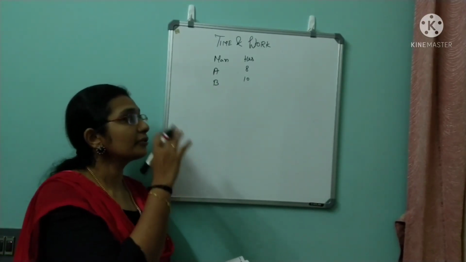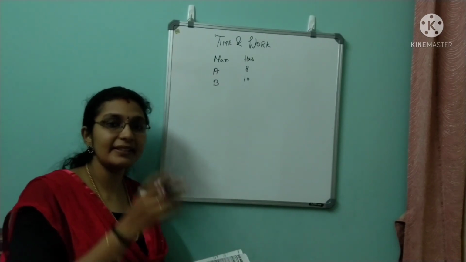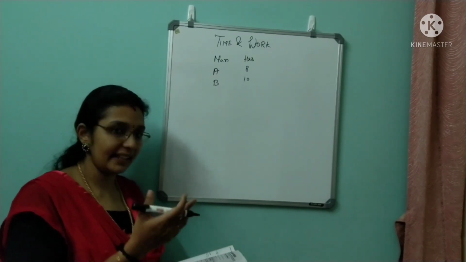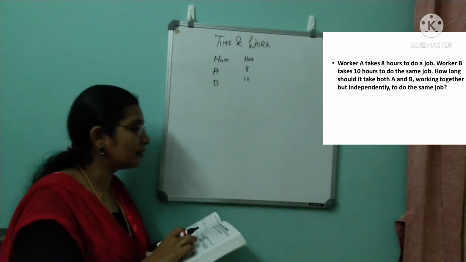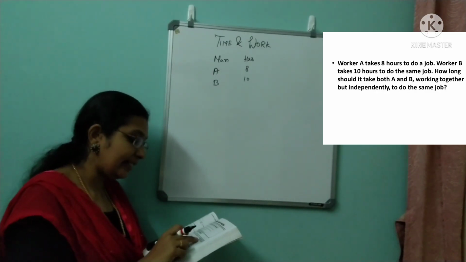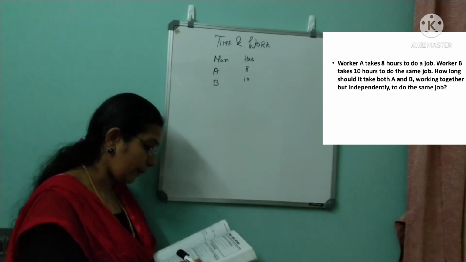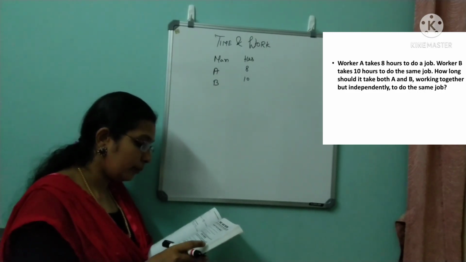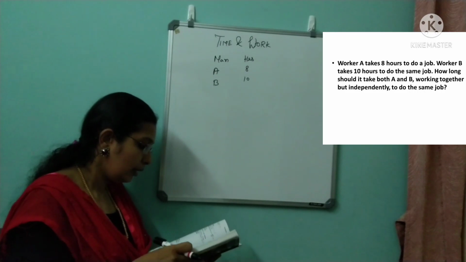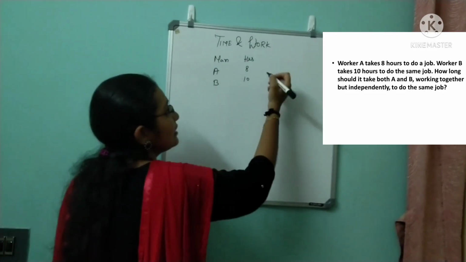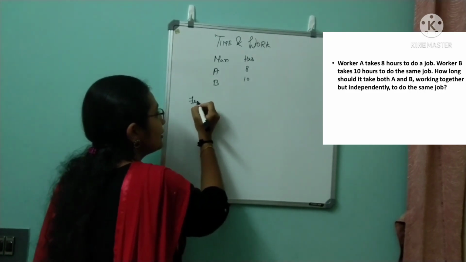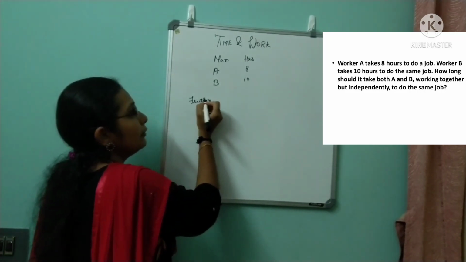So it is quite similar to the first one, but the difference is that there it was given in days, here it is in hours. So the question is: worker A takes 8 hours to do a job. Worker B takes 10 hours to do the same job. How long should it take for both A and B to do the same job together? So using the fraction method we will solve. In the fraction method, what do we have to find first?